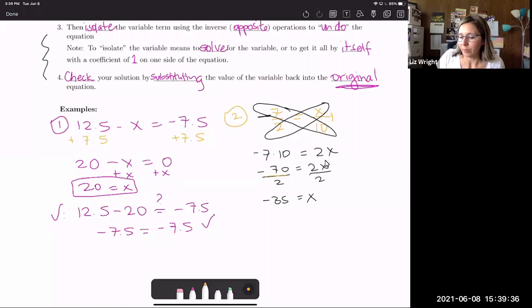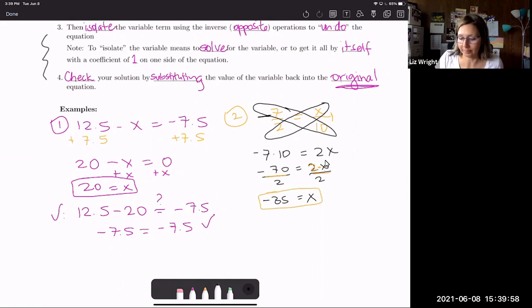I divided by 2 because I'm looking between 2 and x, and I'm saying, how do I get x all by itself? Well, that means I got to get rid of this 2. Well, what operation is happening between 2 and x? It's multiplying. How do I undo multiplication? You divide. So divide both sides by 2, and you get negative 35 equals x.